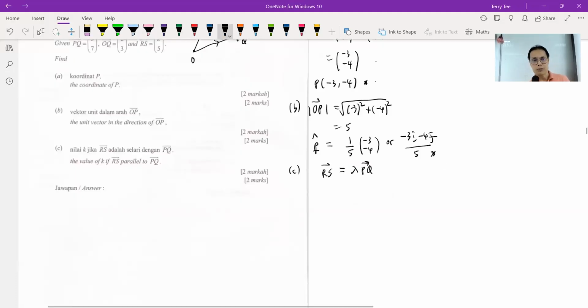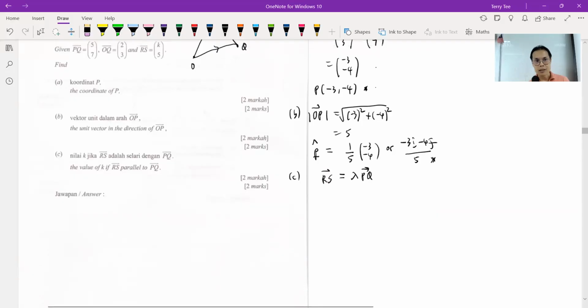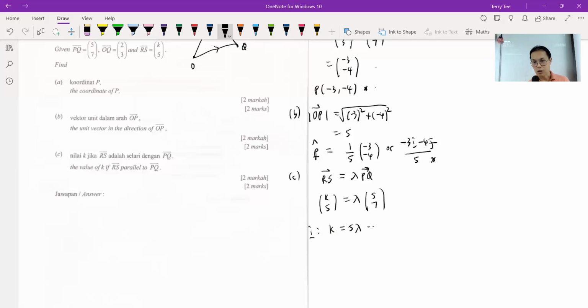Let me, but I couldn't see my RS. My RS is K5, right? And my PQ is 5, 7. So basically we compare our I component. K is 5 lambda. You can call this equation 1. Compare our J component. 5 equals 7 lambda. You can call this equation number 2.